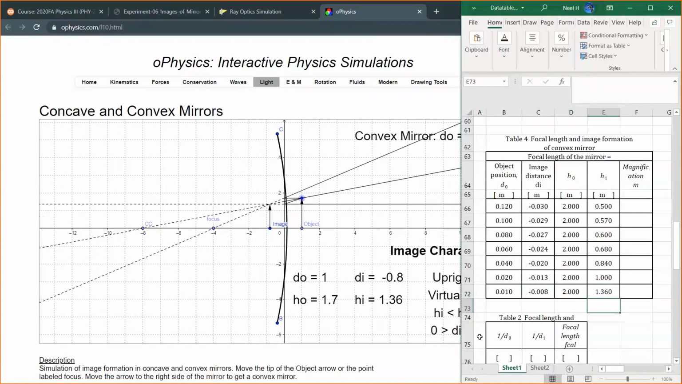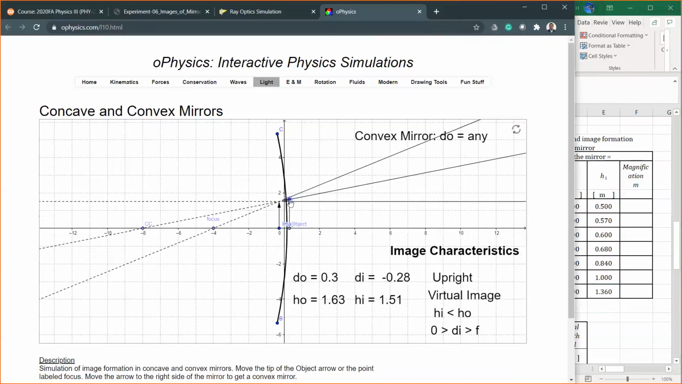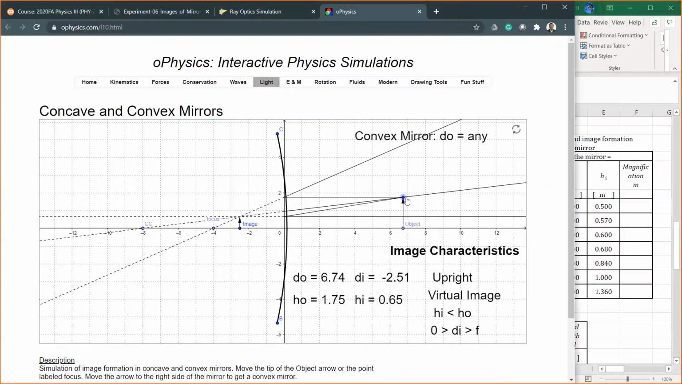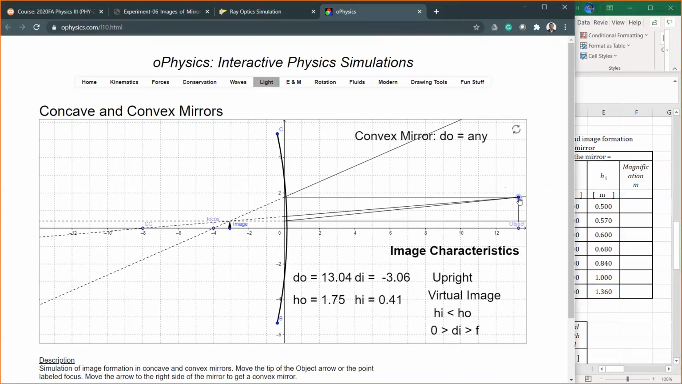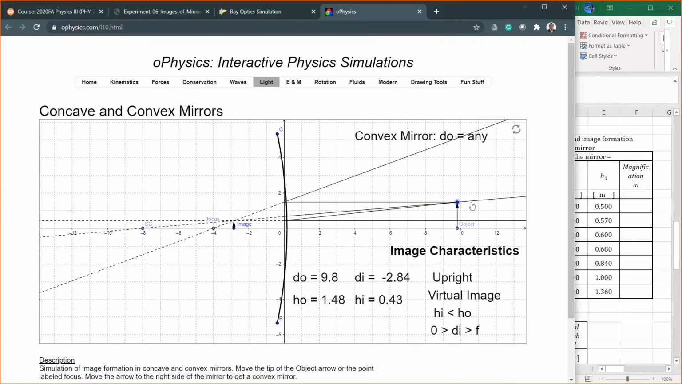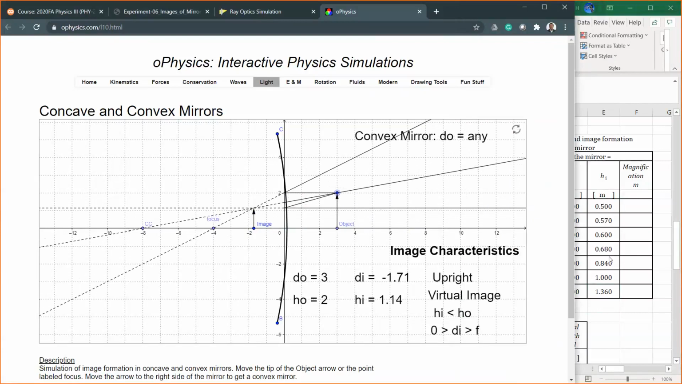Now you can click and drag it a little bit closer and closer. You can see the image getting a little bit larger, but the image is always going to be in between the focal point and the mirror. You can see it's not going anywhere else. Okay, that's the idea of the convex mirrors.